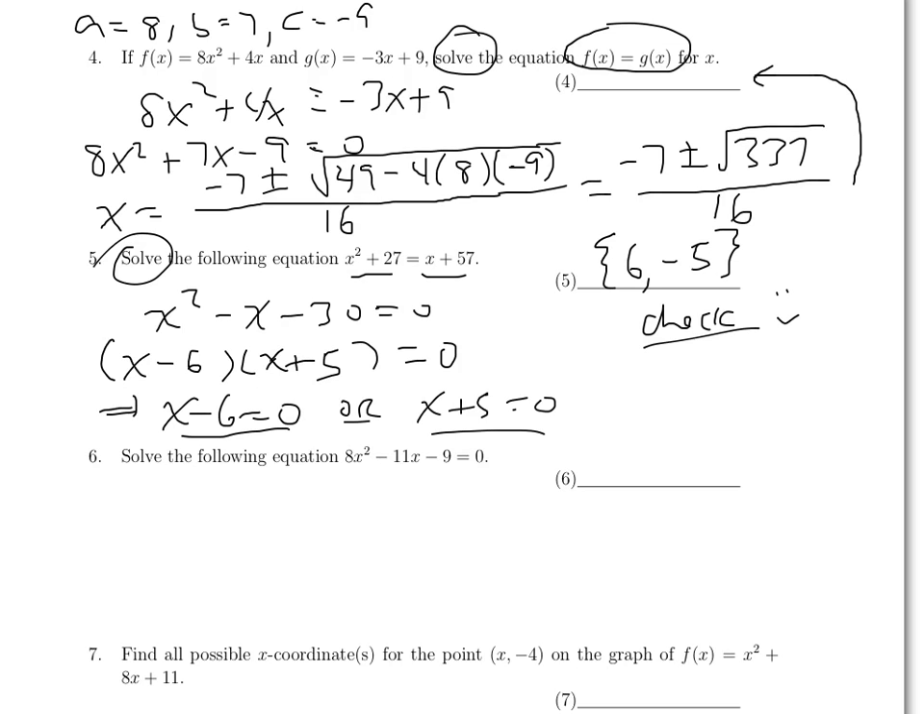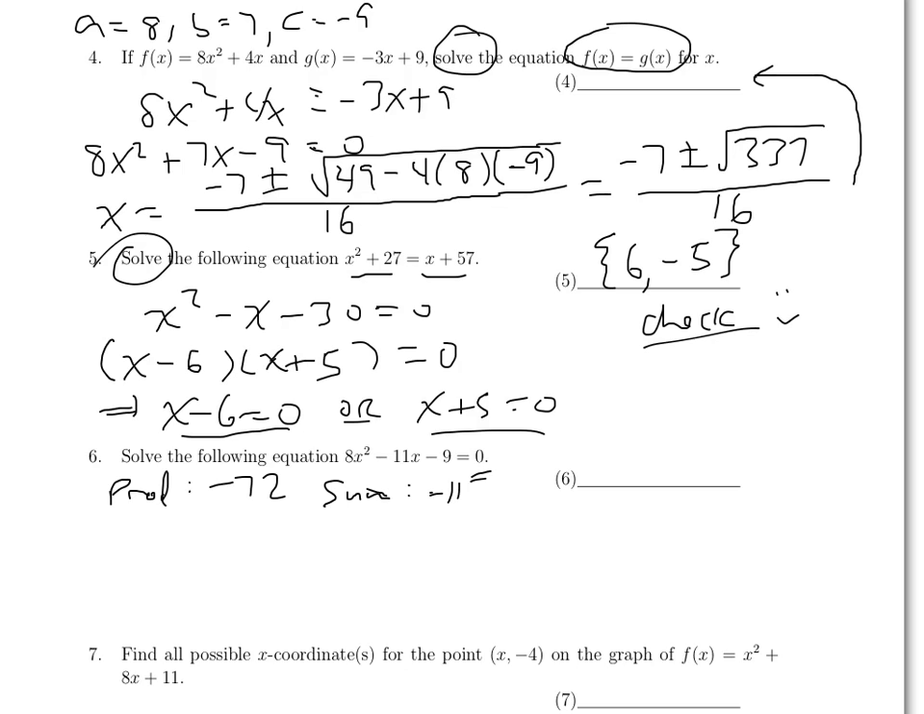Number 6, solve the following equation. This is already written as equal to 0, so I don't have to worry about that. I can spend some time trying to factor it like I did before, but just like before, I see that I need a product of negative 72 and a sum of negative 11. So remember, what we're looking for in this case is basically your outer and inner terms of FOIL. The outer and inner terms of FOIL are going to have to add up to negative 11 and multiply to negative 72.